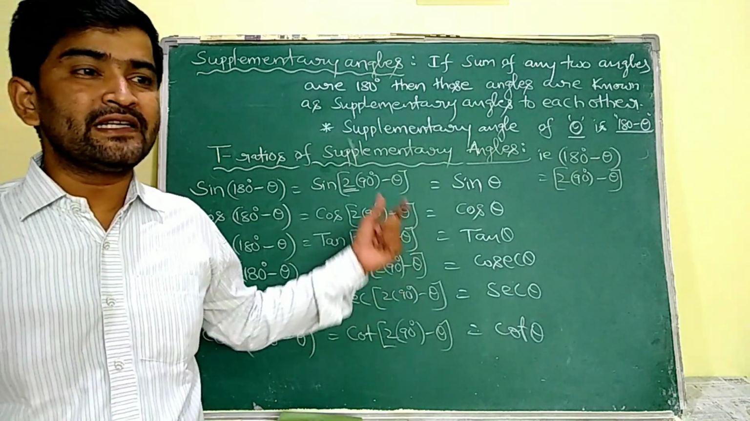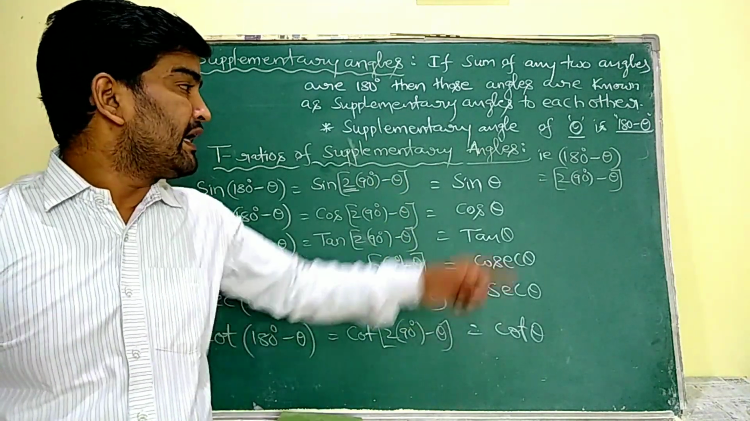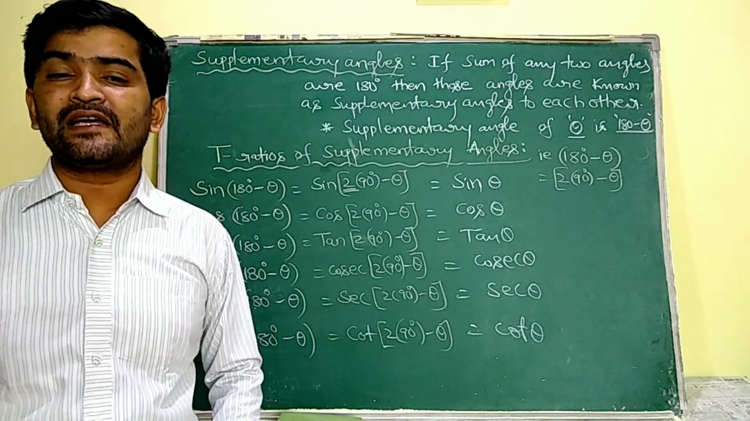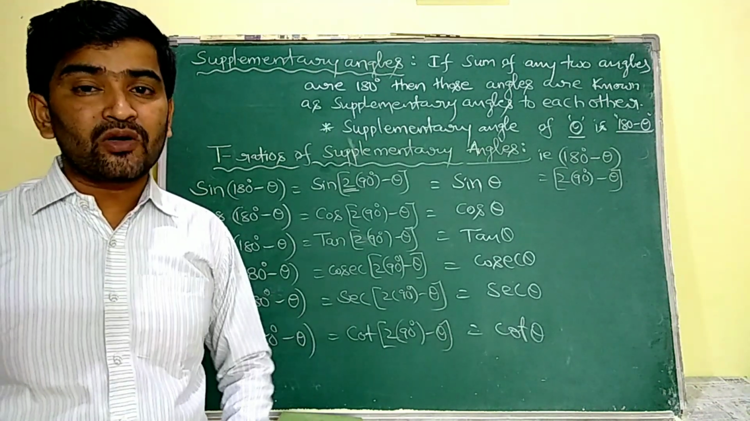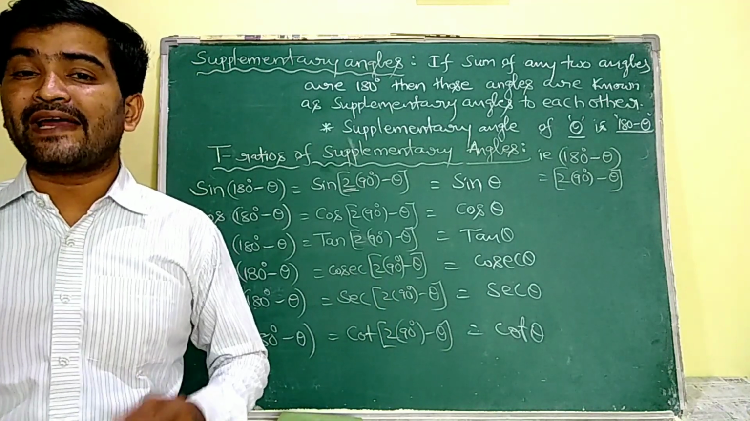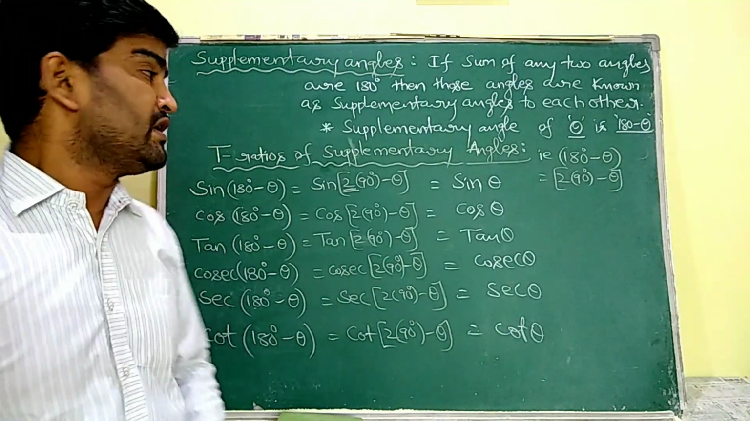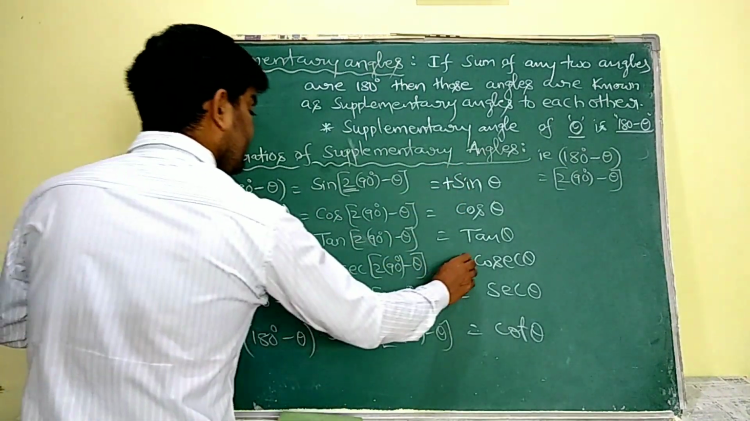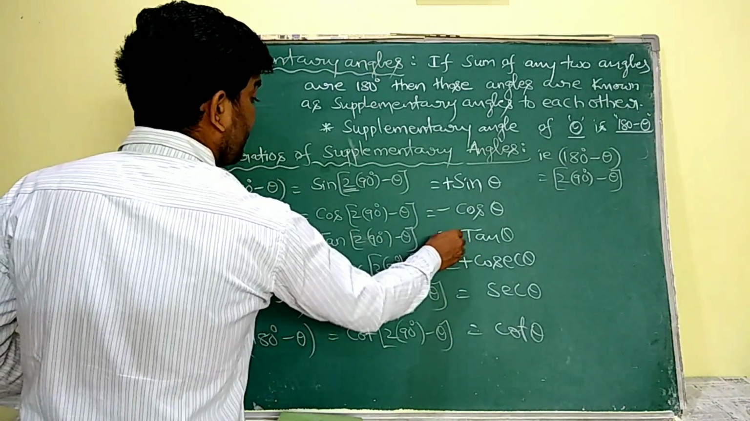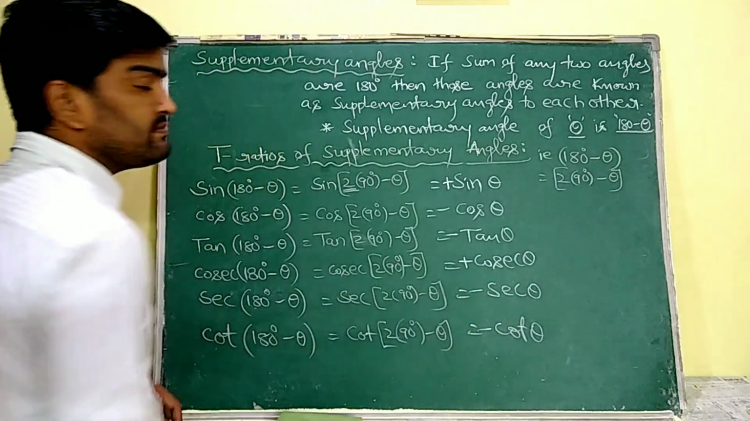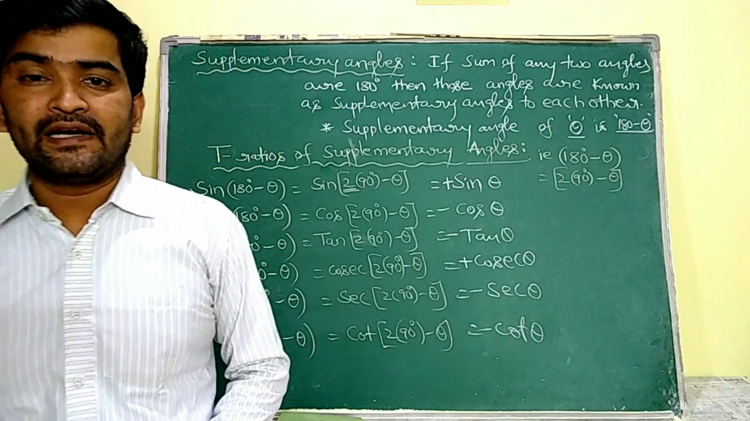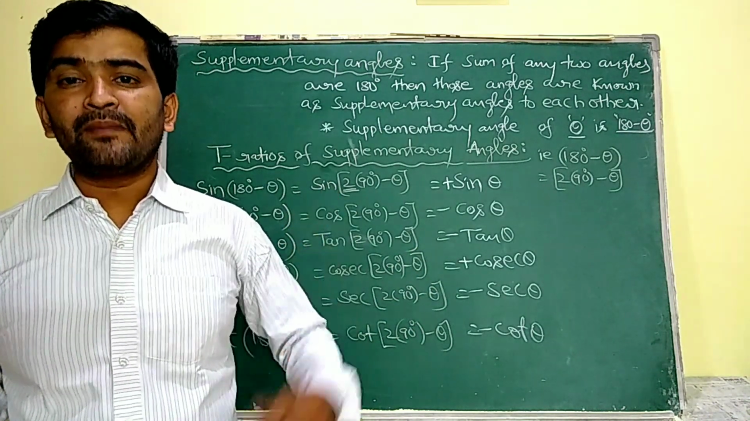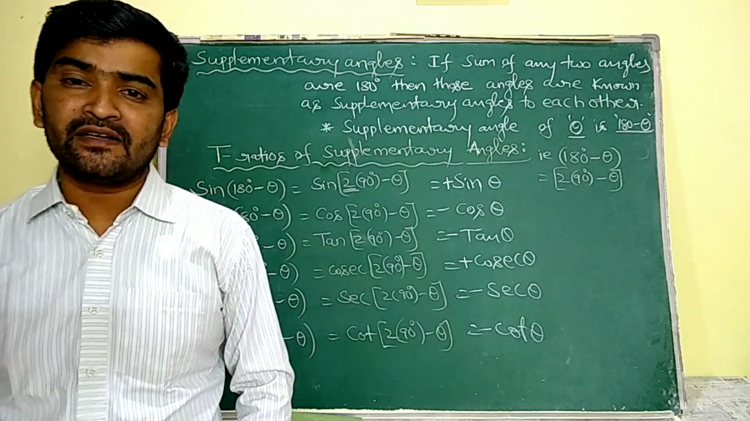Now, to which quadrant does this angle belong? Now I have to see the 2 into 90 minus theta. 2 into 90 minus theta means that it is in the second quadrant. In the second quadrant we know that sine and cosecant are only positive. So see, sine and cosecant are only positive here. The rest of all the trigonometric ratios become negative here. Understand, in this way we are going to find the supplementary angles of all those trigonometric ratios.